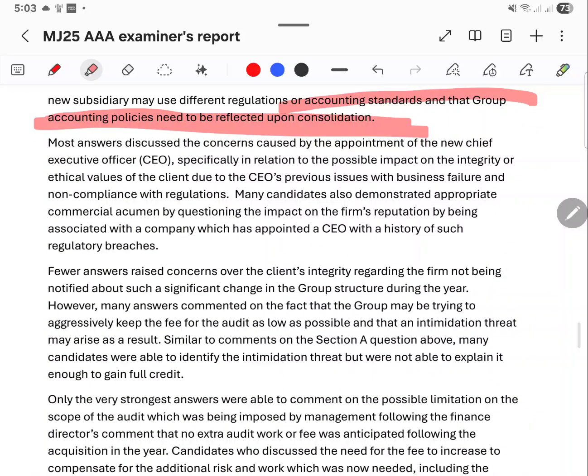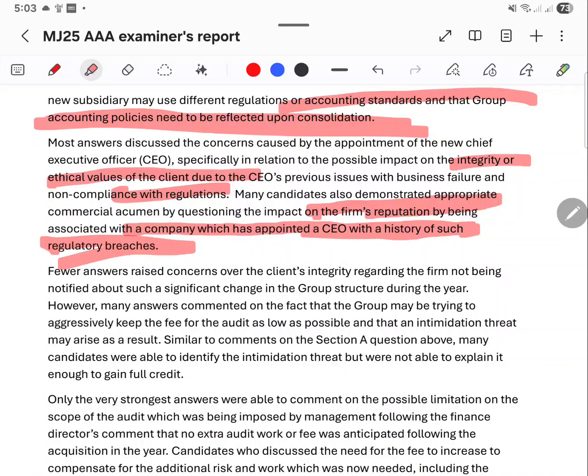Most answers discussed the concerns caused by the appointment of the new CEO, specifically in relation to the possible impact on the integrity or ethical values of the client, due to the CEO's previous issues with business failure and non-compliance with regulations. Many candidates also demonstrated appropriate commercial acumen by questioning the impact on the firm's reputation of being associated with a company which has appointed as CEO someone with a history of such regulatory breaches.